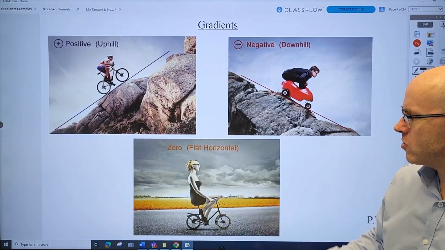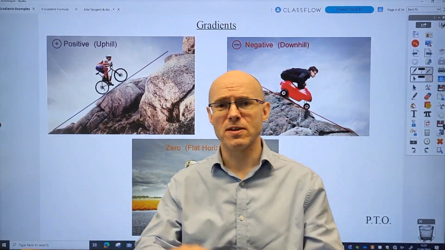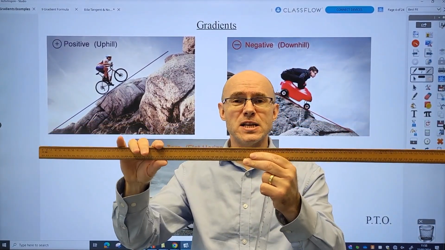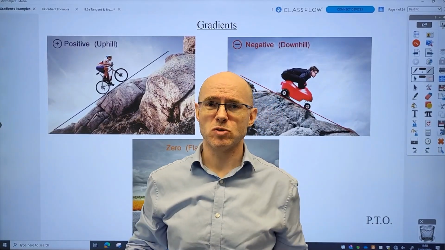So travelling flat horizontal, it's a gradient of 0. So you get the idea. So gradient of 0, essentially because it's got no steepness at all.